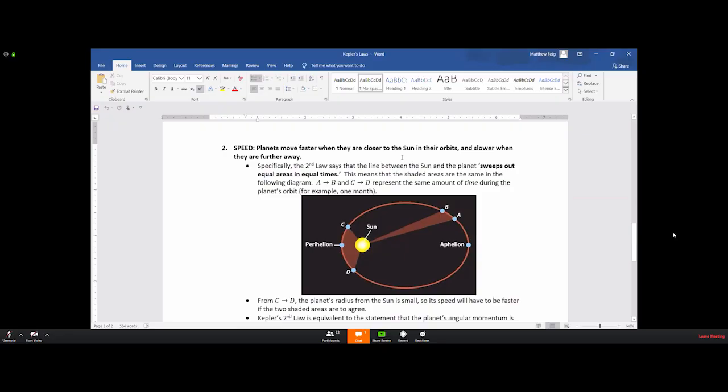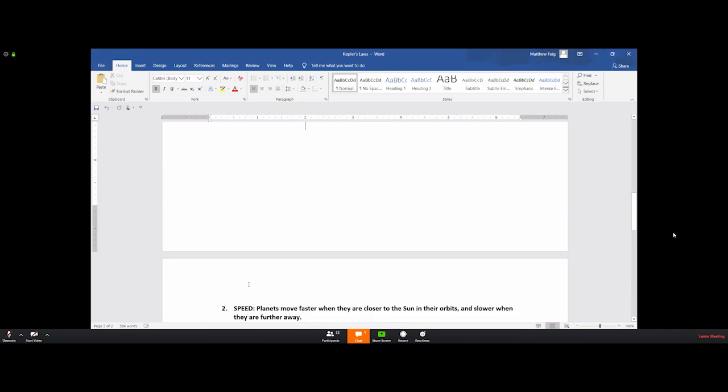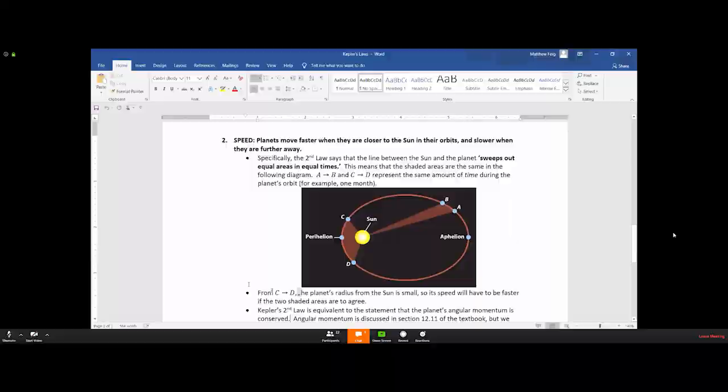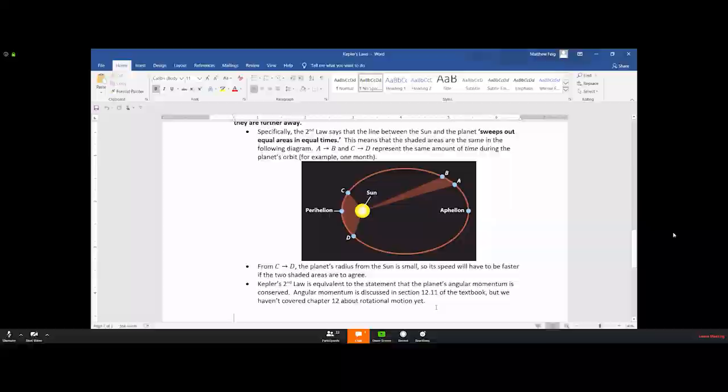What's the second law say? Planets move faster when they are closer to the sun in their orbits and slower when they are further away. You can express it in terms of areas. I'm going to go down to the final bullet point here on this handout about Kepler's second law. Kepler's second law is equivalent to the statement that the planet's angular momentum is conserved.